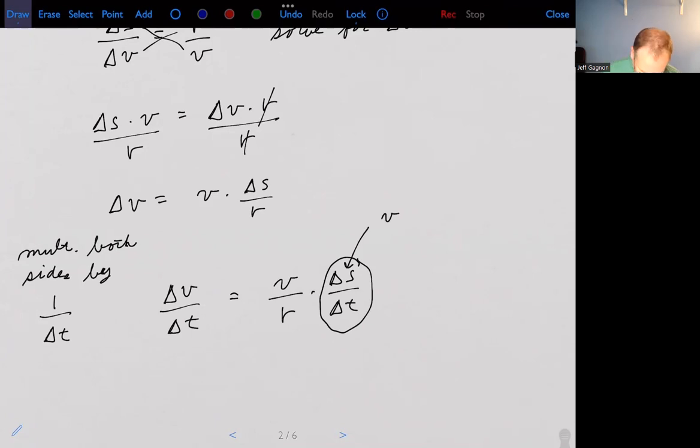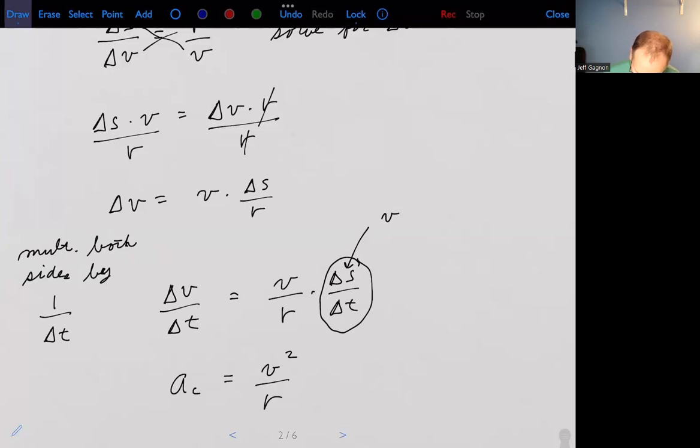So this term, which is really our a, is equal to now v times v, which is v squared, divided by r. So that's where it comes from. It's a little complicated. You had to know a little bit of geometry to get this. By the way, it's actually much easier to derive this if you use calculus, but since this class doesn't use calculus, we had to do it geometrically. Don't worry too much about this derivation.